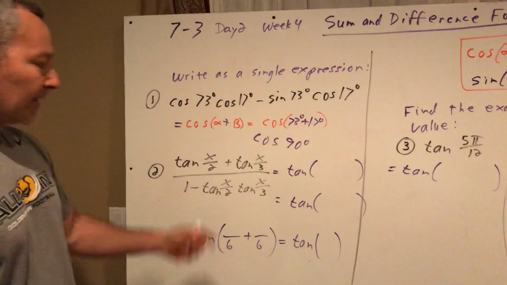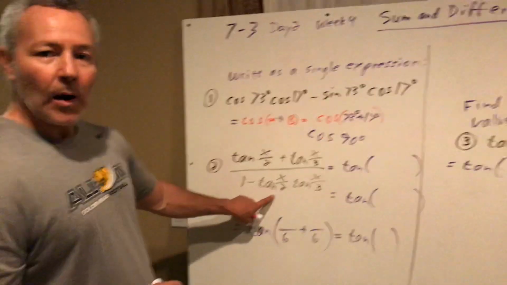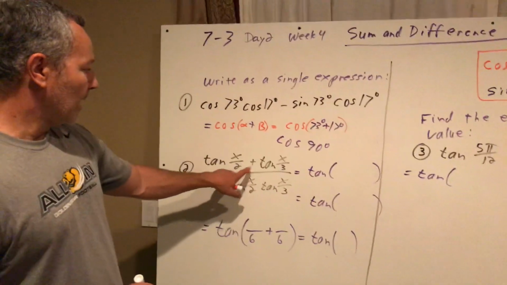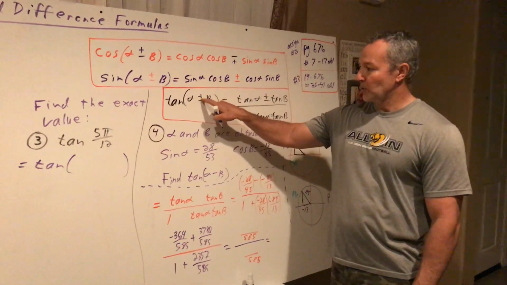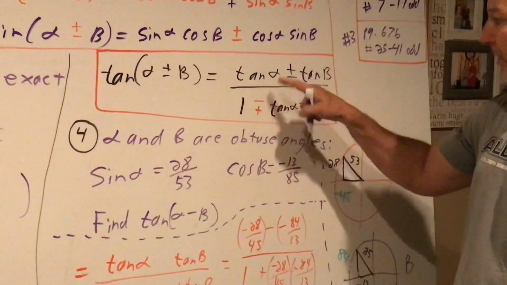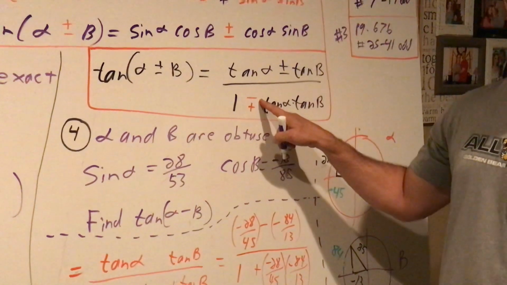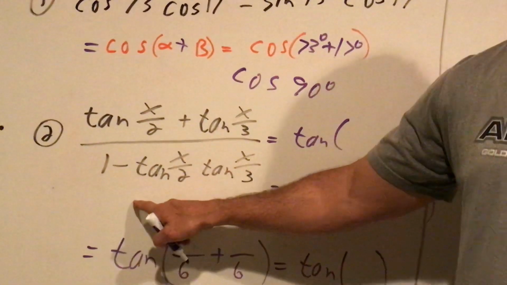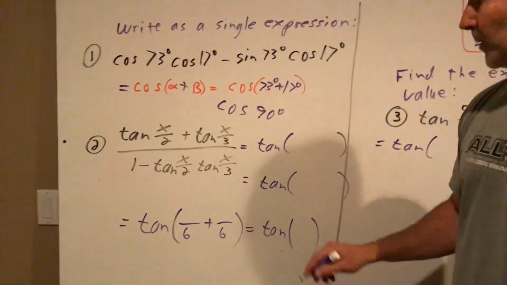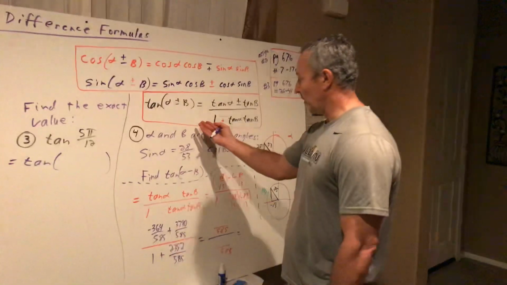You can see it here when I have x's in there. I won't be able to get the answer, but I'll write it as a single expression. All right, so this is our tangent formula here, and I have a plus on the top. The way tangent works is whatever the sign is of this function here, that's the same on the top, but the opposite on the bottom. So if I had a plus here, a minus on the bottom. So we have a plus on top and a minus on the bottom. So we have alpha plus beta, and then we'll be using this formula here.